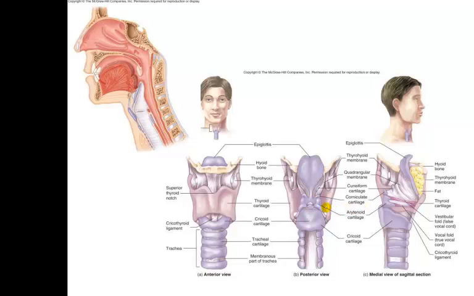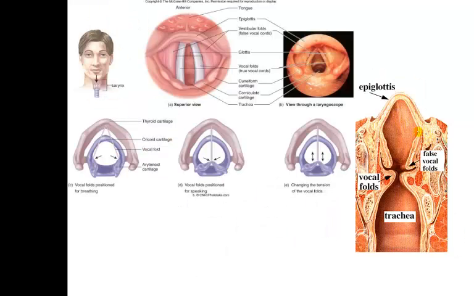Looking inside at some of these inner structures, you get little folds, a couple of pairs of folds. The most important ones are called the vocal folds. In this picture, a coronal section through the larynx, you can see these false vocal folds up here, but the lower ones are the true vocal folds, usually just called vocal folds.